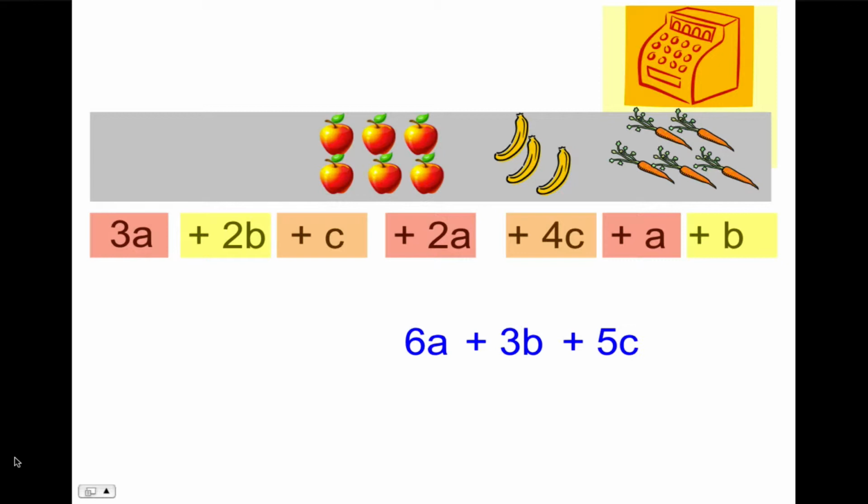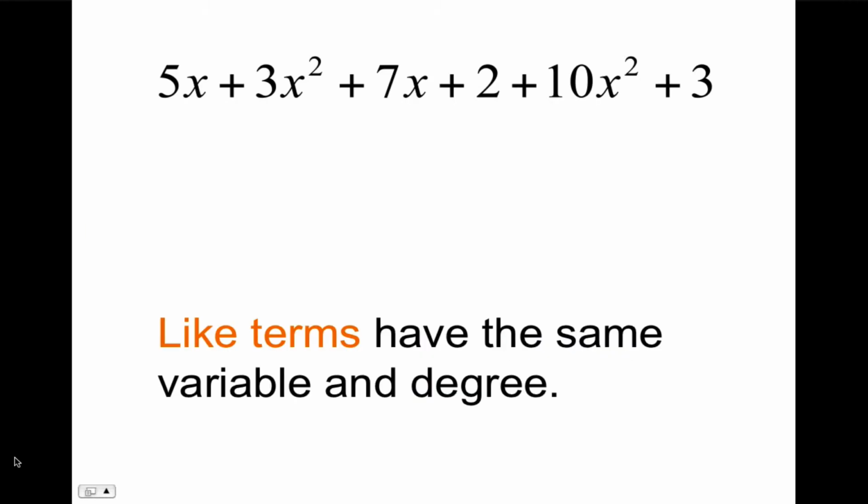Today we're going to carry this a step further and talk about terms that have higher degree. As we started talking about polynomials yesterday, we were talking about the degree of the polynomial. And here we have terms of the first, second, and 0 degree. Like terms have the same variable, but they also have the same degree. So that 3x squared is like 10x squared. It's not like 5x or 7x. When we combine them, we're going to have 13x squared.